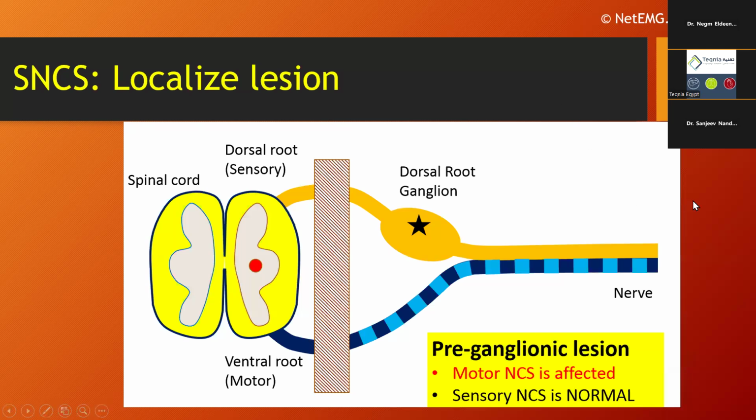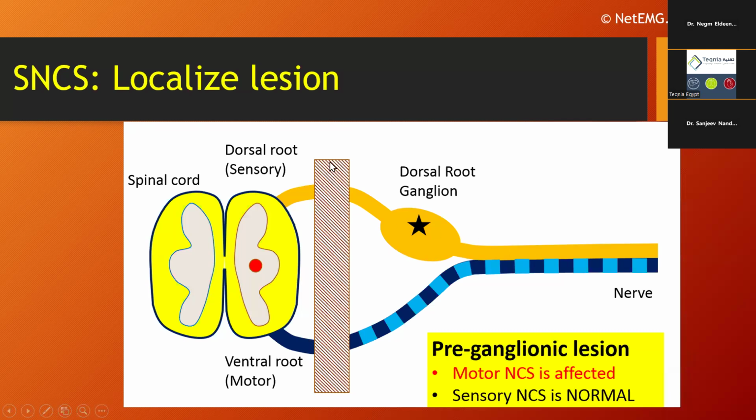Sensory nerve conduction studies are extremely useful for localization. So in this case, you can see this is my spinal cord. This is the dorsal root. This is the dorsal root ganglion. And this is the ventral root. So these are the motor fibers. These are the sensory fibers over here.